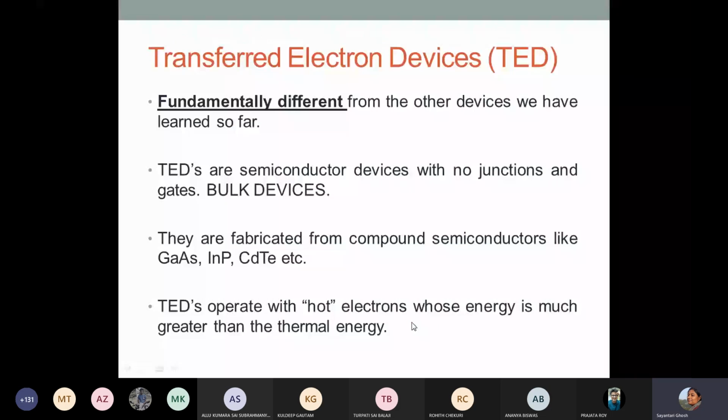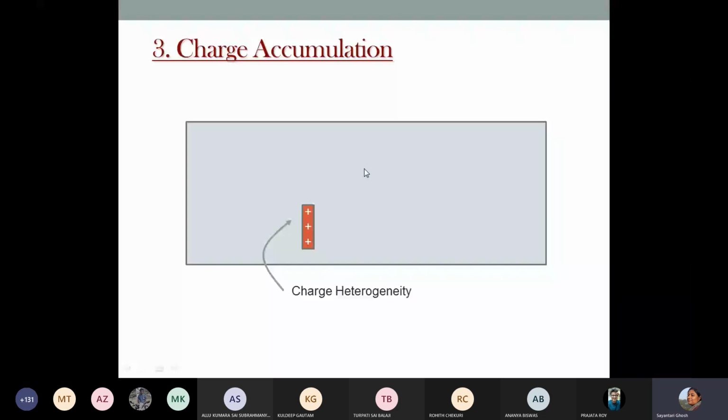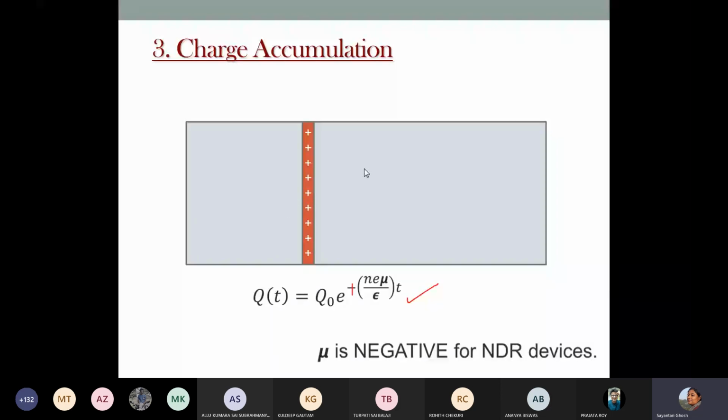So that simply means that if this block, this material that I have here, is a negative resistance device, a very important statement I am making here: if you have a charge heterogeneity created for some arbitrary reason, if you suddenly have an accumulation of some positive charges at some place, then eventually with time, that should grow. That will grow exponentially. A very important statement. That basically creates a domain inside which you have a huge amount of charge accumulation.